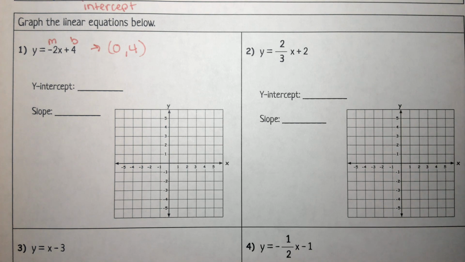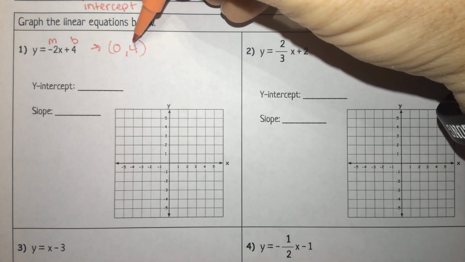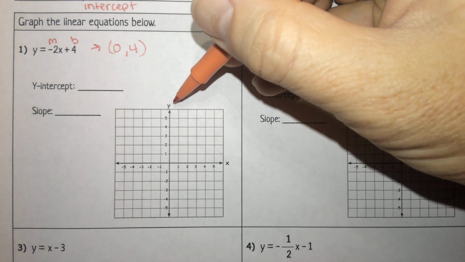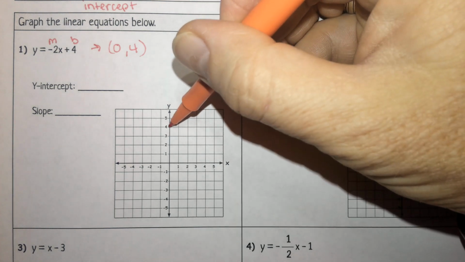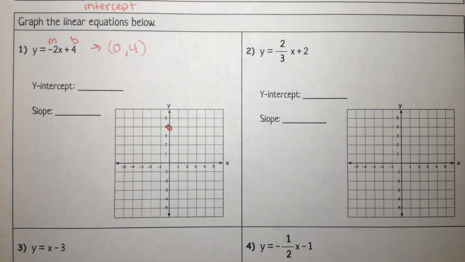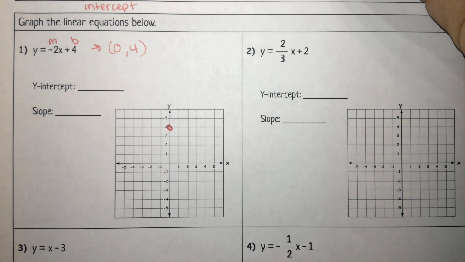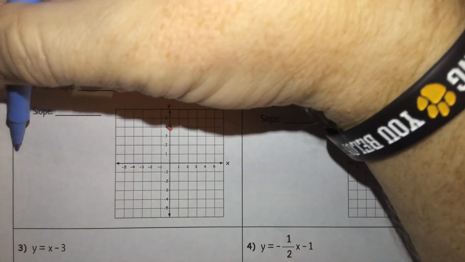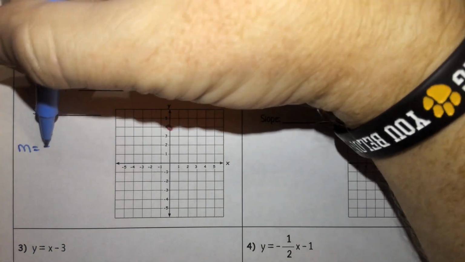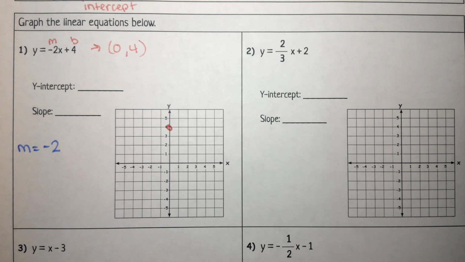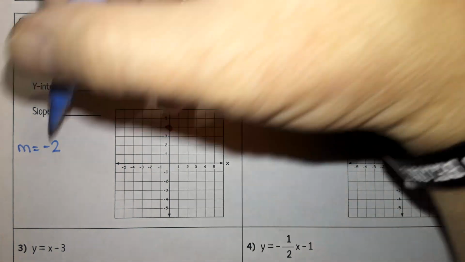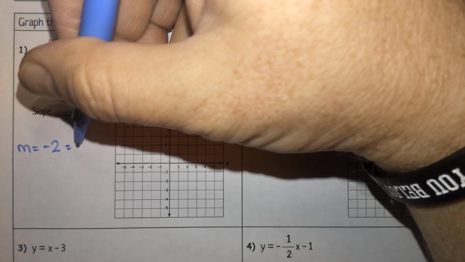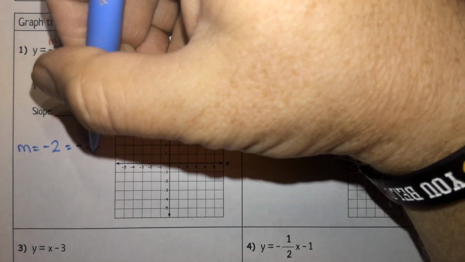So always begin with b. Because b is the y-intercept, I go on the y-axis. I go to 4 and I put a point. Now I'm going to use the slope to find the next point. Okay, so if slope is -2, and notice it's a whole number, it's not a fraction. Every whole number is over 1. So this is the same thing as -2/1.